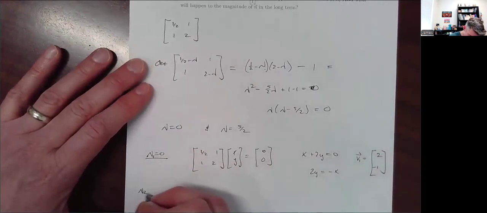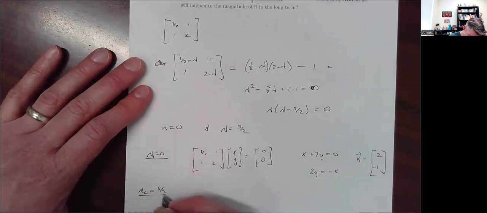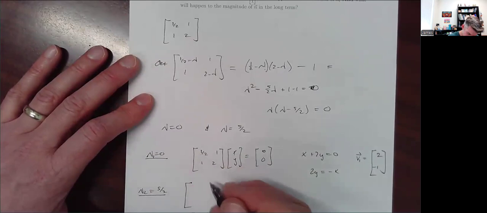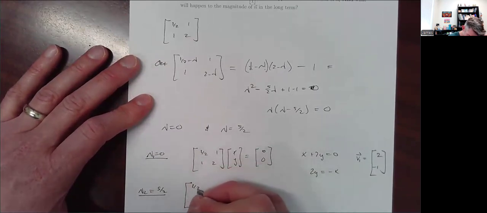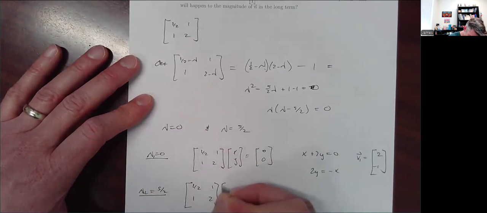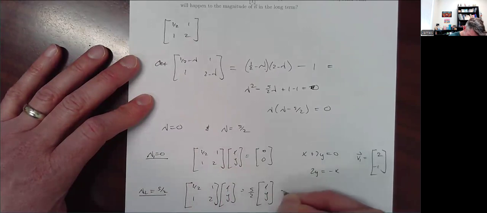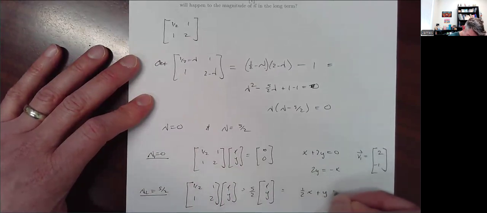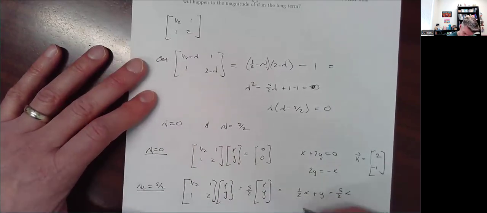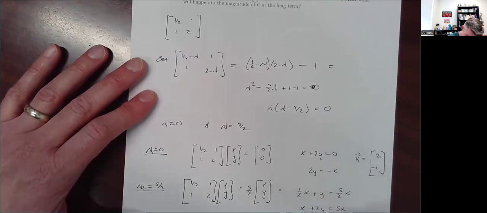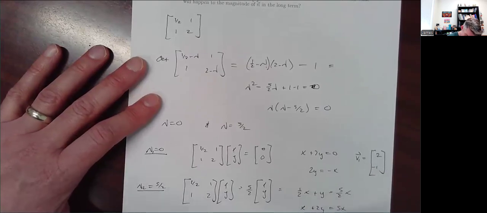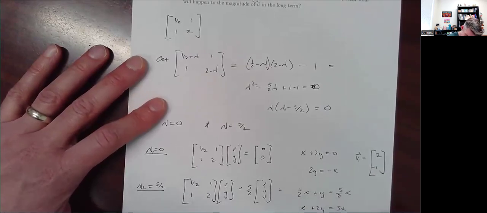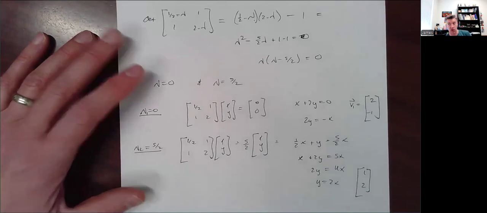And then for the second eigenvalue, which is 5/2: 1/2, 1, 1, 2 times (x, y) equals 5/2 times (x, y). We get 1/2 x plus y equals 5/2 x, multiplied by 2. x plus 2y equals 5x. 2y equals 4x, so y equals 2x. Our eigenvector is going to be x is 1, y is 2. These vectors are orthogonal to each other.